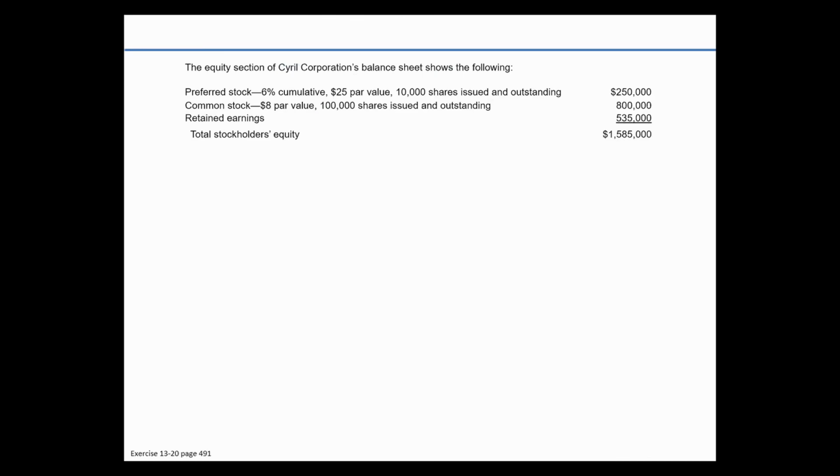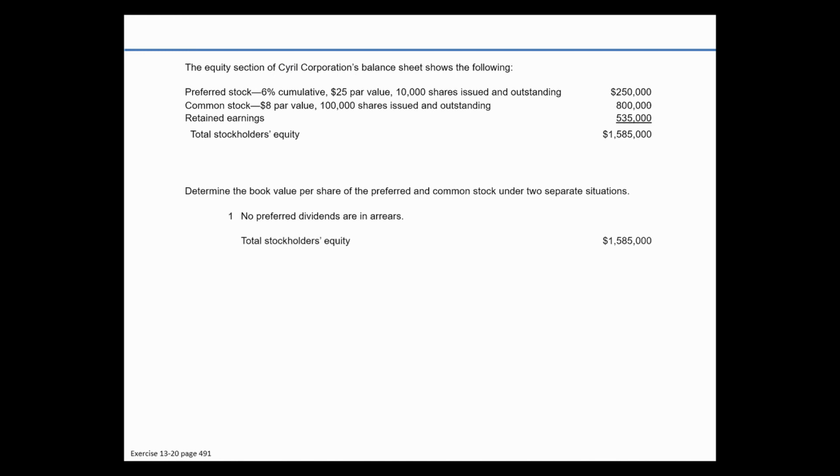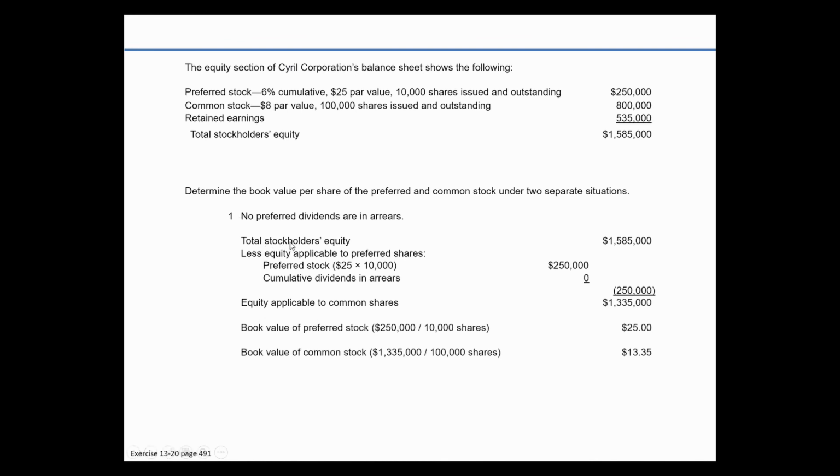And we'll look at the book value per share. The equity section of Cibral Corporation's balance sheet is shown as follows. So we're going to determine the book value per share of the preferred and common stock under two separate situations. First of all, looking at them having no preferred dividends in arrears. We see that they have total stockholders' equity of $1,585,000 less the equity applicable to preferred shares. They said they had preferred stock of 250,000. And again, we don't have any dividends in arrears.